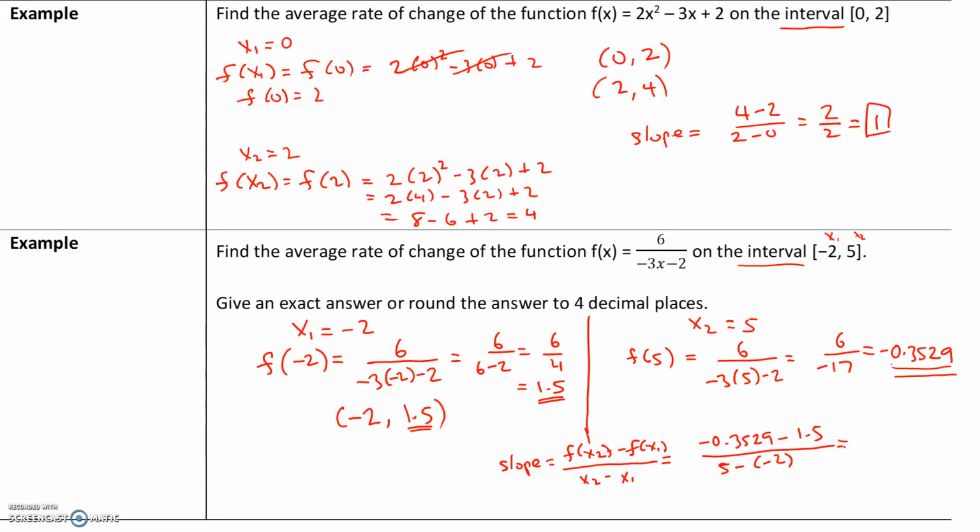Okay, so if we simplify this, we take -0.3529 minus 1.5, which gives us -1.8529, divided by 5 minus -2, which is 5 plus 2, or 7. Let's divide this by 7, and our average rate of change is going to be -0.2647. And once again, please remember to use at least 4 decimals in My Open Math.